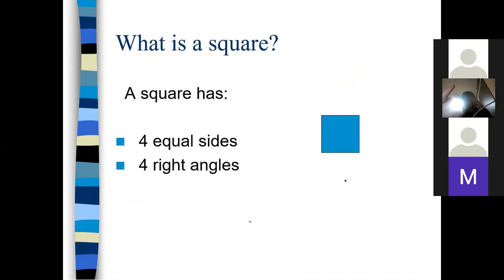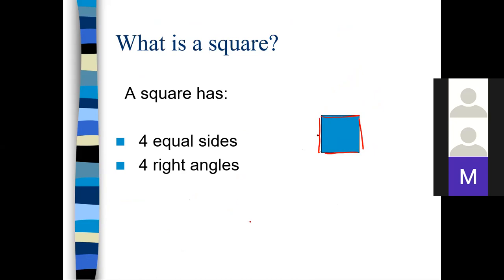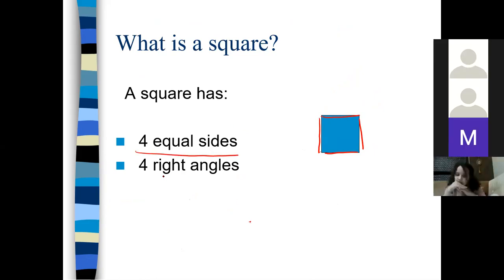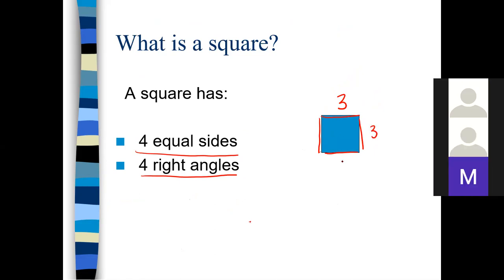Now the square. What are the properties of a square? 4 equal sides and 4 right angles. So if one of these sides equals 3, then all of them will be 3 centimeters. Excellent. 3 centimeters, 3 centimeters.